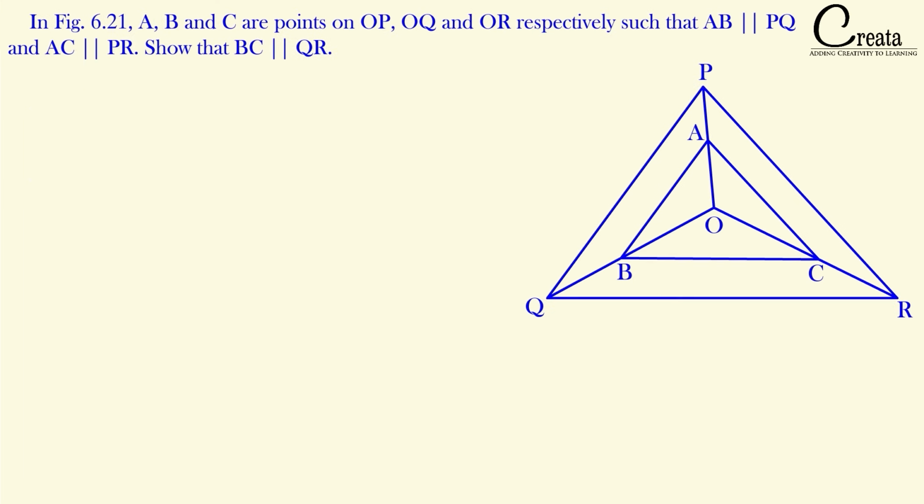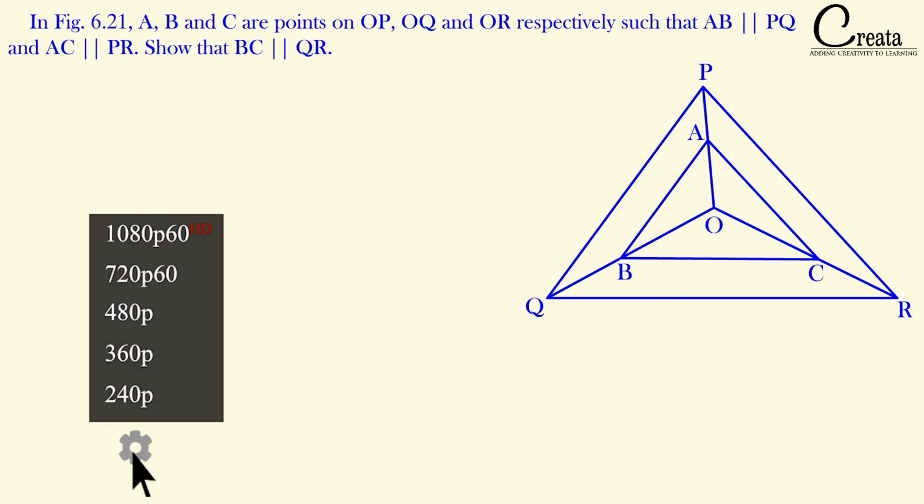In figure 6.21, A, B and C are points on OP, OQ and OR respectively, such that AB is parallel to PQ and AC is parallel to PR. Show that BC is parallel to QR. Our first step, we will observe the question and also observe the given figure.